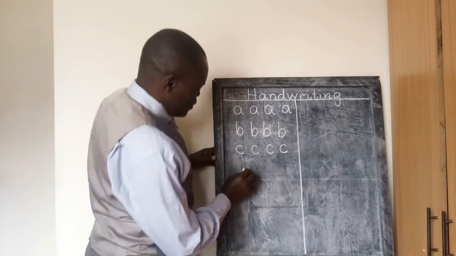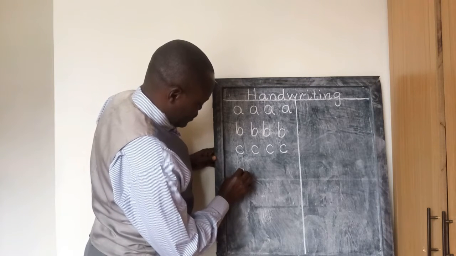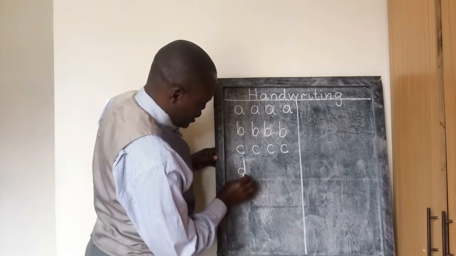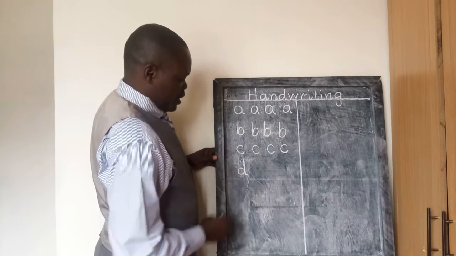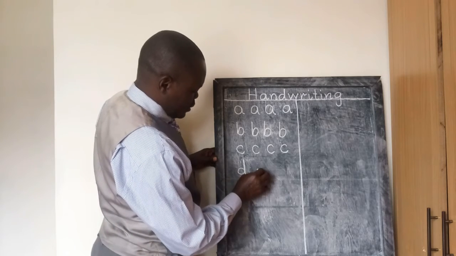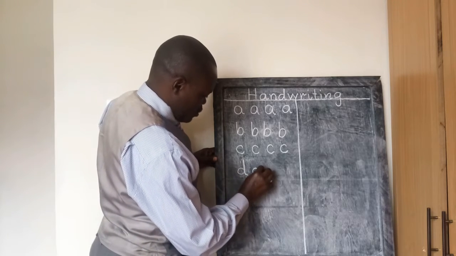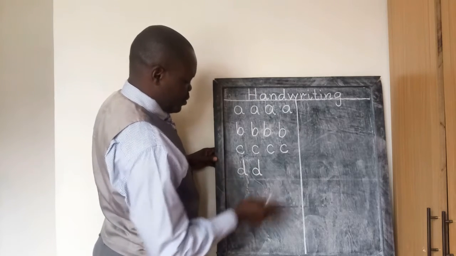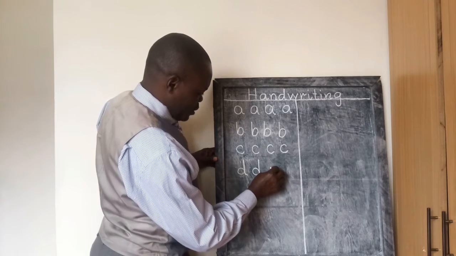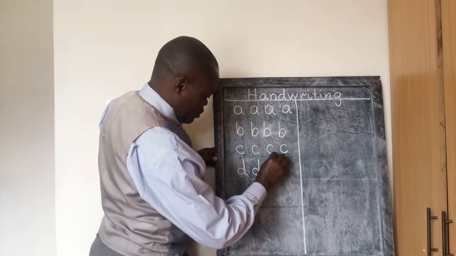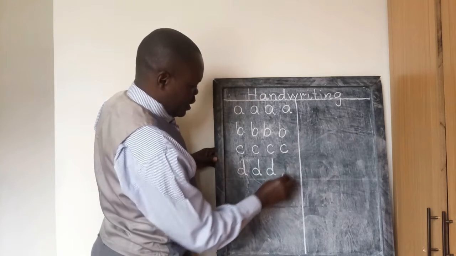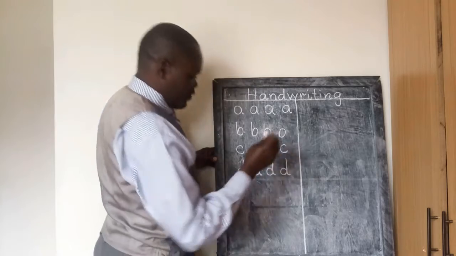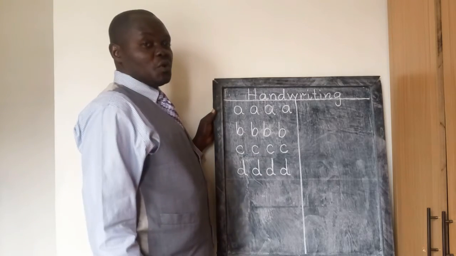Now, letter D. How do we write D? First, write the oval, then the stroke, and make sure you shape that bit. Write the oval, then the stroke with a good shape. Give it a tail. Oval, stroke, give it a tail. You will have written a good D.